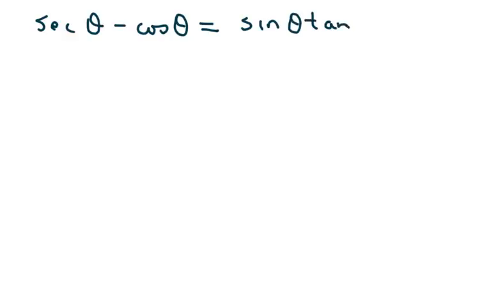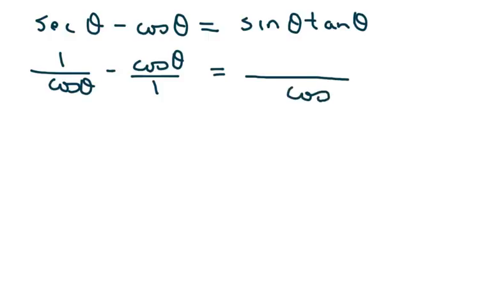So let's go and try this one. We have secant of theta minus cosine of theta, and we want this to equal sine of theta times tan of theta. Alright, so I'm going to work on the left side here and rewrite this in terms of sine and cosine. So we have 1 over cosine of theta minus cosine of theta. Go ahead and put it over 1. Get your common denominator, which is cosine. And what I'm going to do is just cross here.